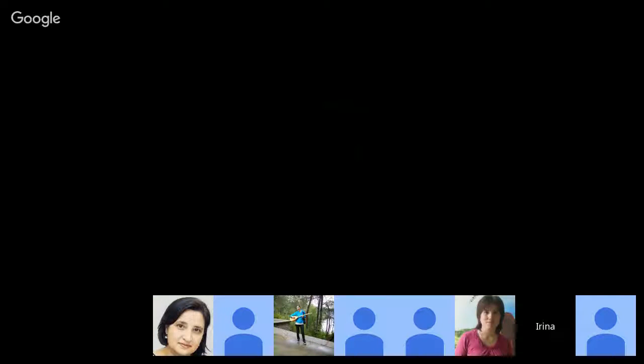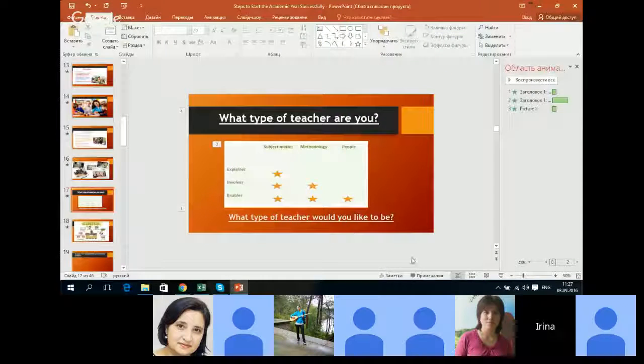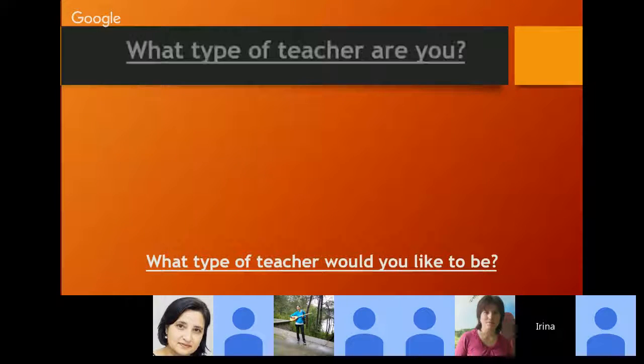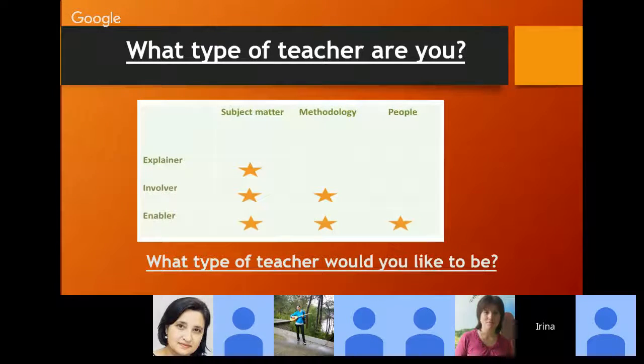And I will show you one more final table to summarize our discussion about types of teachers. So if we try to compare them, combining all is Lilia, we can see the following picture. So the explainer has a star or is very good at the subject matter. He knows the subject, he knows the material, he knows the grammar, the vocabulary, the rules. That is the star, the plus for the explainer.